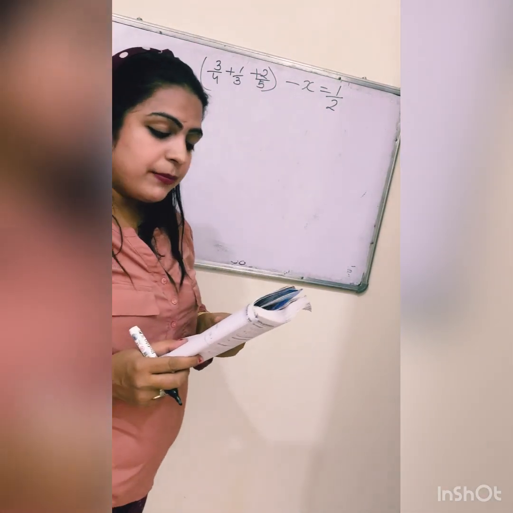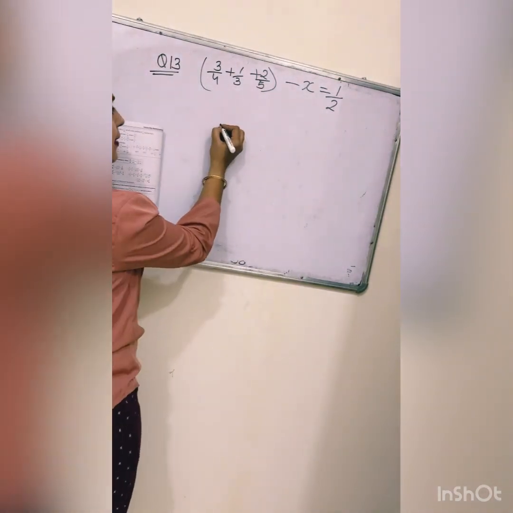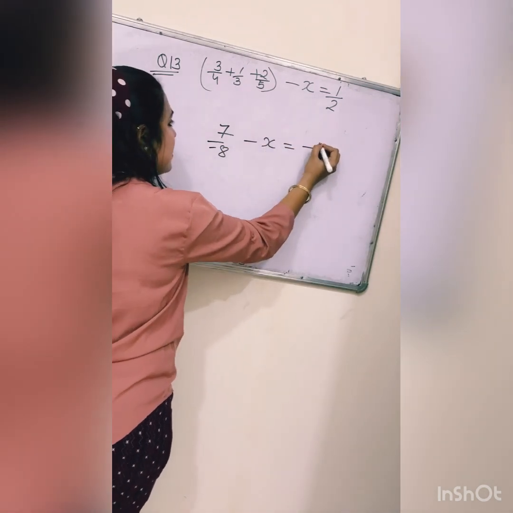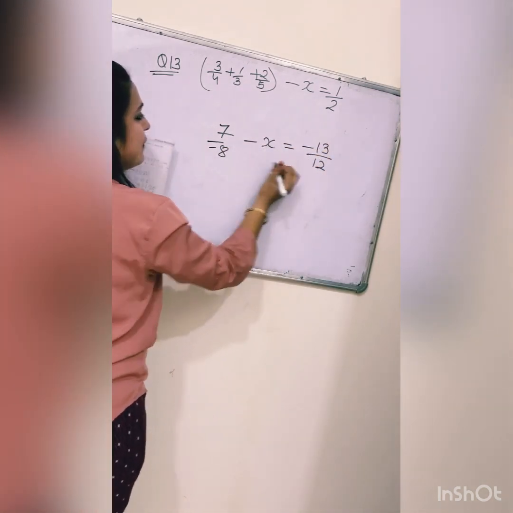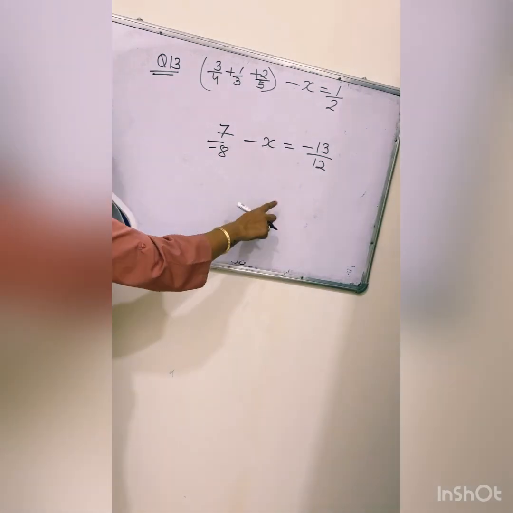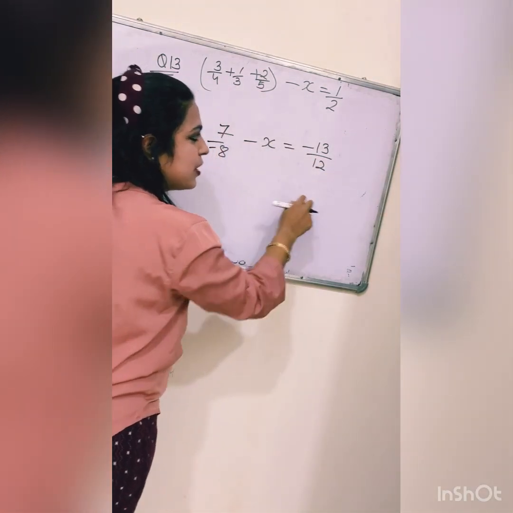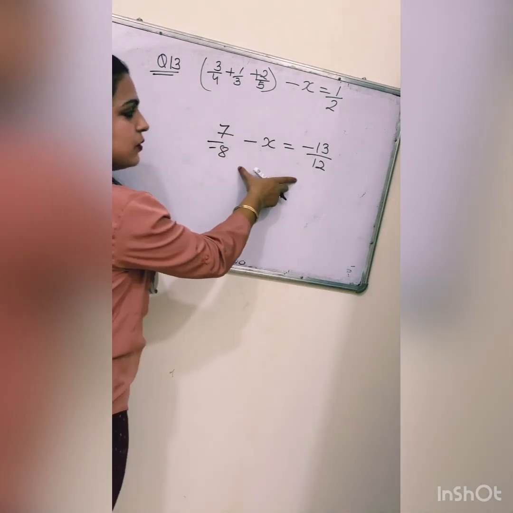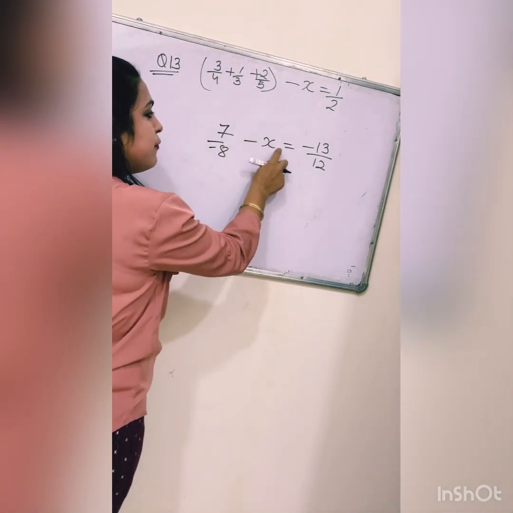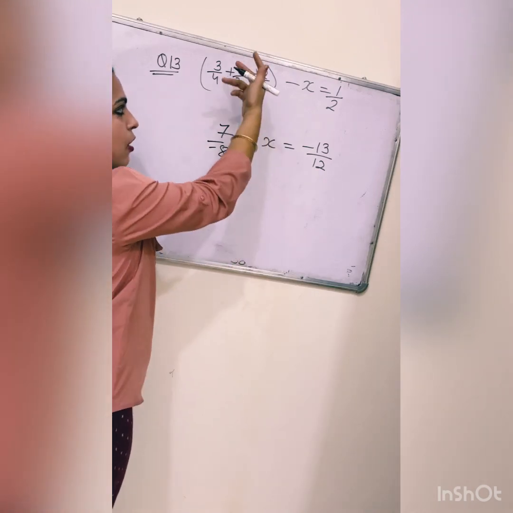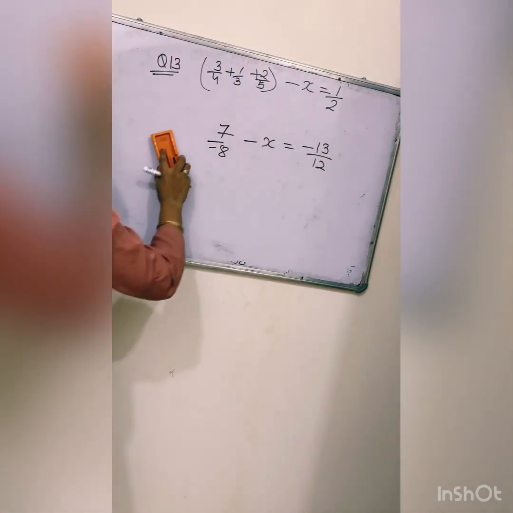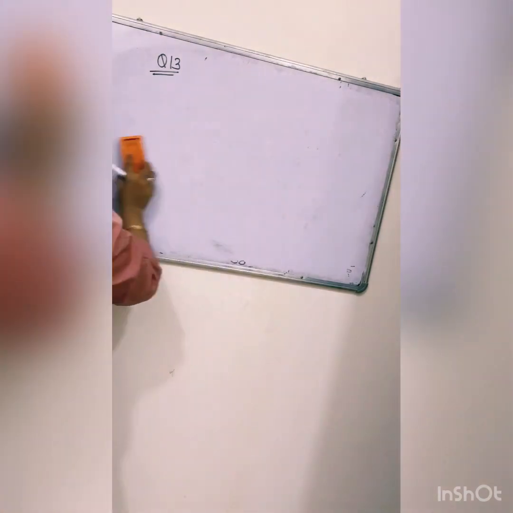Similarly in question number 12, what should be subtracted from 7 upon minus 8 to get the answer minus 13 upon 12. So that my answer should come minus 13 upon 12. This is what the question is. Here also you have to find the value of x. Almost a similar question. So question number 12 you will do by yourself. So we'll start like this.